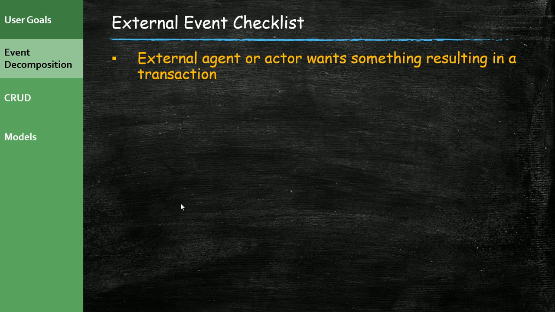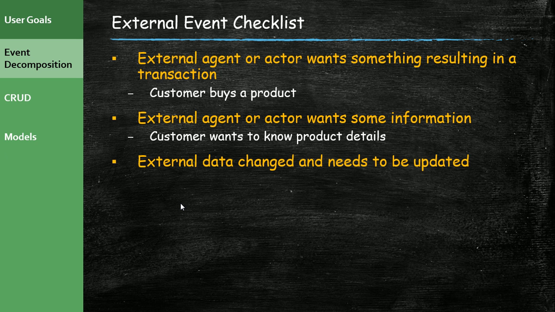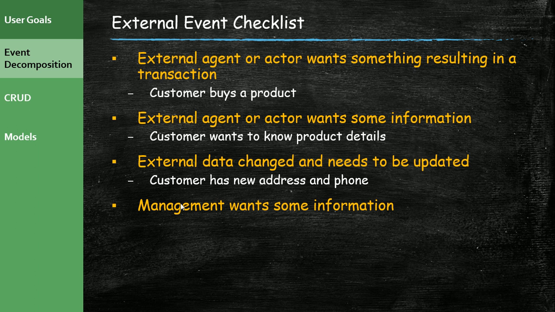So here's an external event checklist. An external agent or actor wants something resulting in a transaction. So for example, customer buys a product. Or an external actor wants some information. Customer wants to know their product details. Or an external data changed and needs to be updated. Customer has a new address or a new phone number. Management wants some information. Sales manager wants an update on production plans or something like that. So these are all examples of external events.